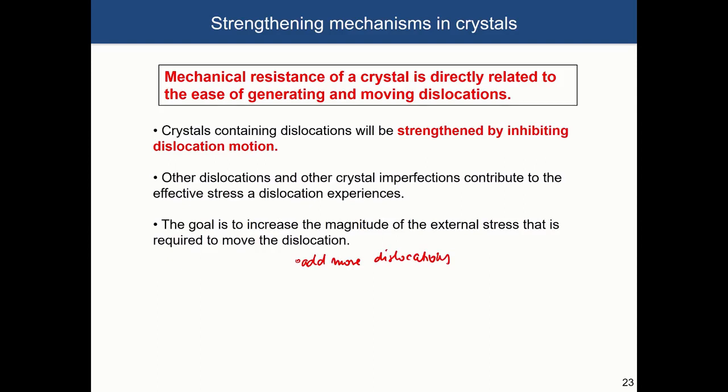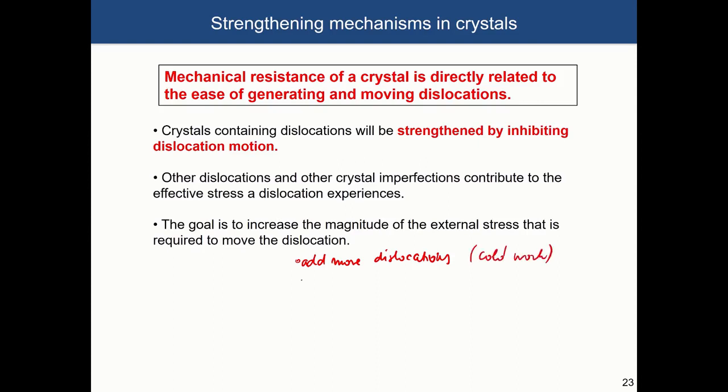So for example, you have a material, it contains a certain density of dislocations, and you want to strengthen that material. The way you can do it, you can introduce more dislocations. How would you do that? Cold work. So you just deform it more and more. So this is called cold work.